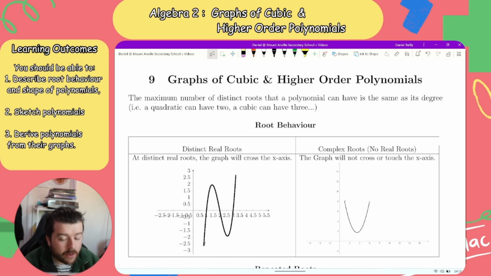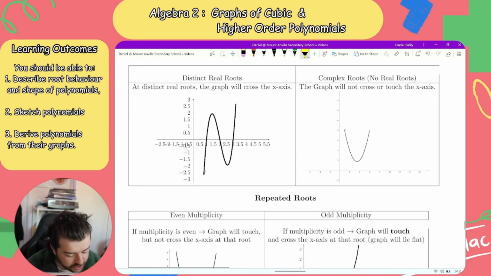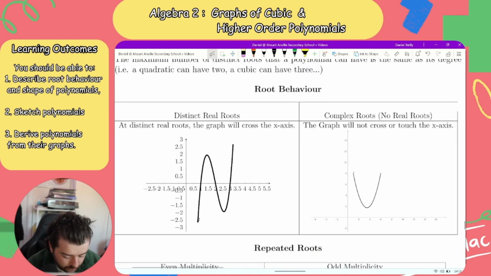Just to recall something: we know the maximum number of distinct roots that a polynomial can have is the same as its degree. So a quadratic will have two solutions or two roots. A cubic will have three roots. A polynomial to the power of four will have four roots, etc. This is just to go off of the nature of roots again.